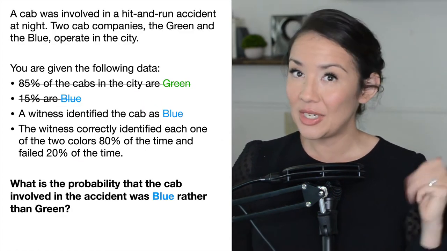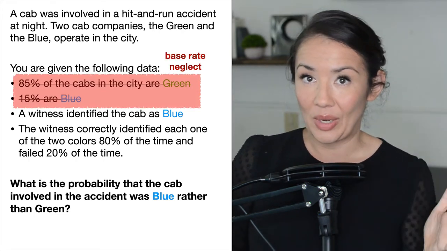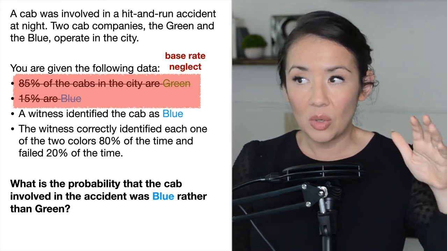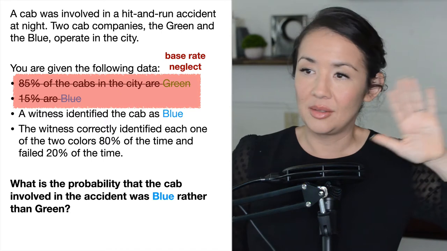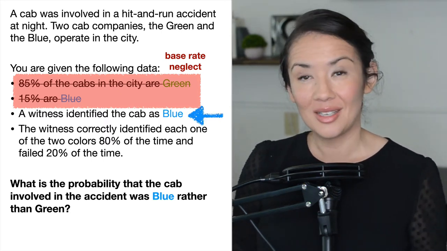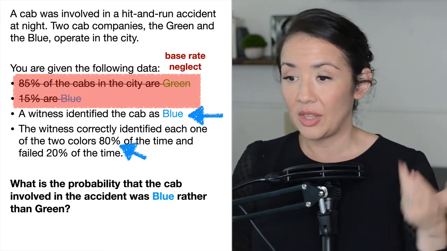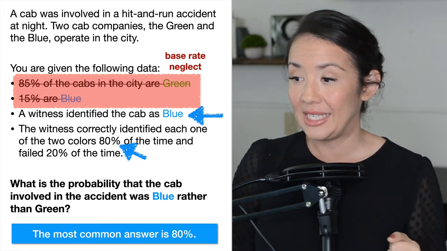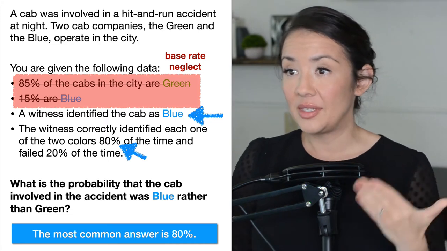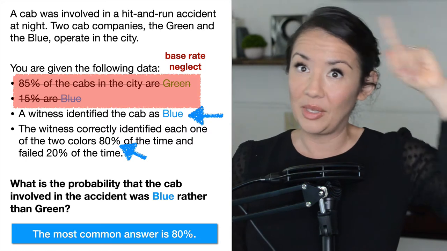Okay, what I suspect you probably did is you ignored the base rate, which is what the vast majority of people do. So rather than thinking about the proportion of green and blue cabs, you maybe didn't think about that deeply. Instead, you focused on the eyewitness. Eyewitness said the cab was blue. The eyewitness is correct 80% of the time. The probability that the cab is blue is 80%. That's what the vast majority of people say. This is an example of base rate neglect, which we have talked about in the past. I'll link to the video up here somewhere.